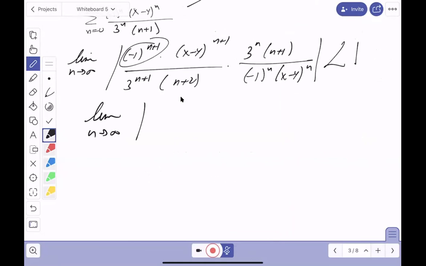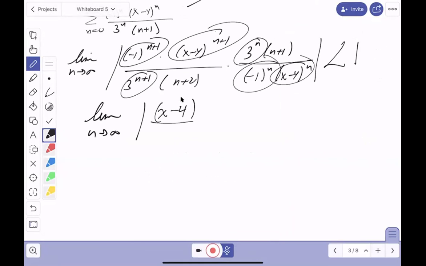Well, this again, it's going to be minus 1 to the n, but the absolute value, that's 1. Let's do this now. What does that give me? X minus 4, that's pretty simple. This would give me 1/3 in the bottom. I'll put that down for you. And then you're left over with n plus 1 over n plus 2, less than 1.